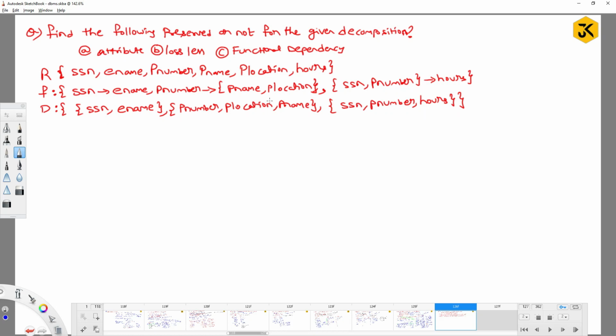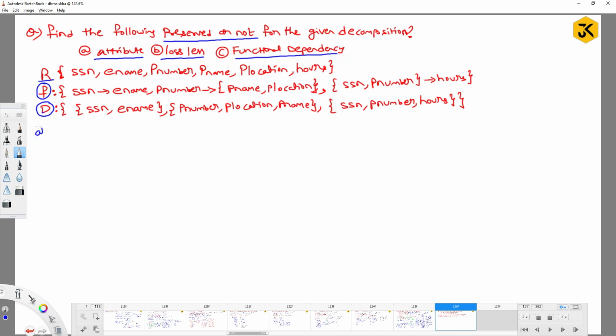Hi everyone, let's see one of the questions on functional dependency. Find whether the following are preserved or not for the given decomposition. Here they have given a relation R with a set of attributes, a set of functional dependencies, and a set of decomposed relations. They are asking whether attribute is preserving or not, lossless is preserving or not, and functional dependency is preserving or not. Okay, so let's try to do it.